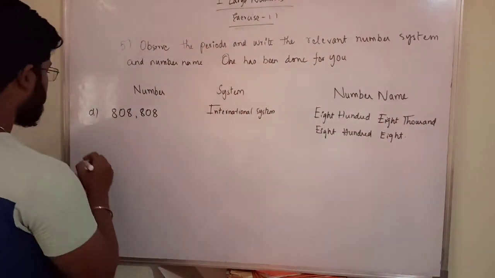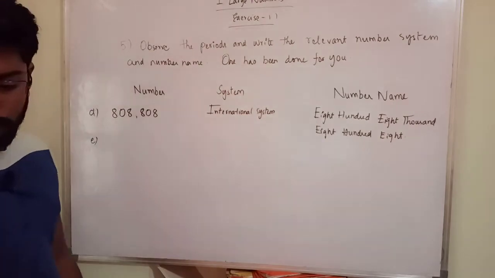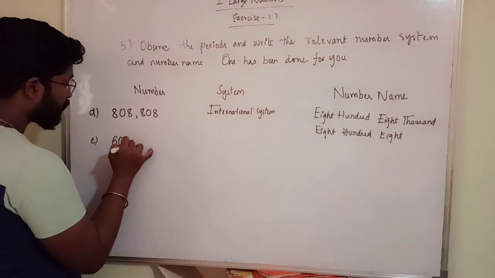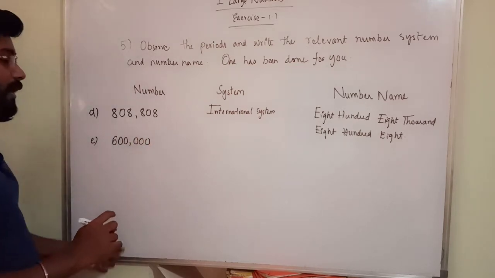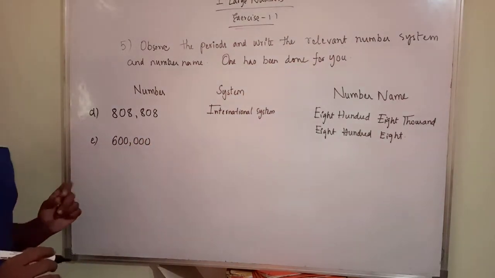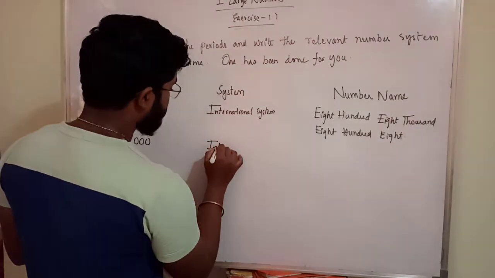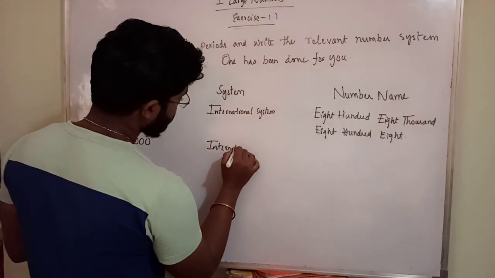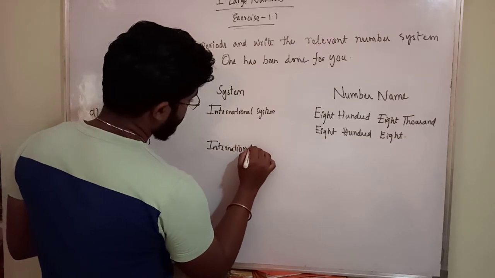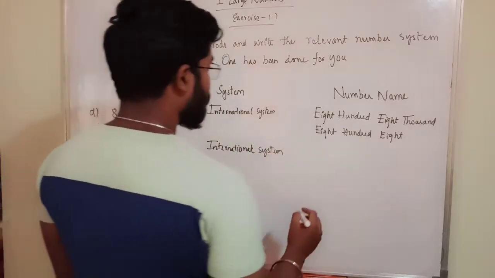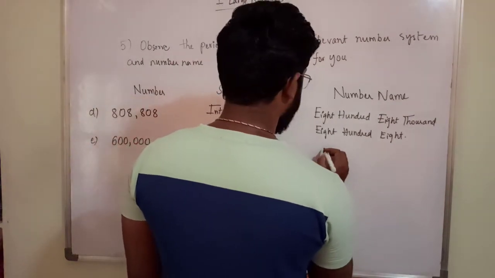Okay. So E, 600,000,000. So here you are having 2 periods. In each period you are having 3 digits, 3 place values. So this will also come under the international system. Okay. So what is the number name? 600,000.